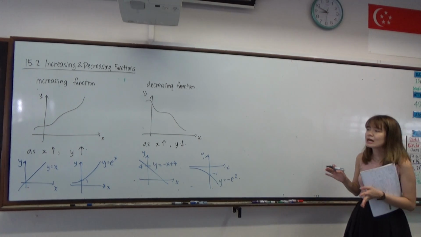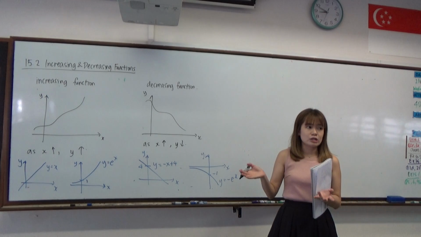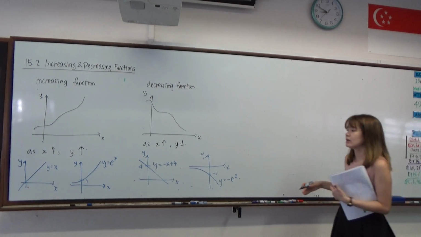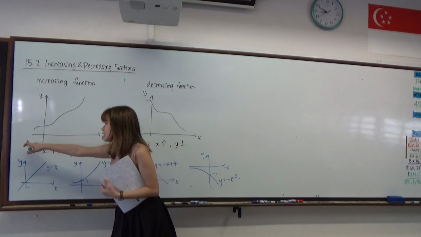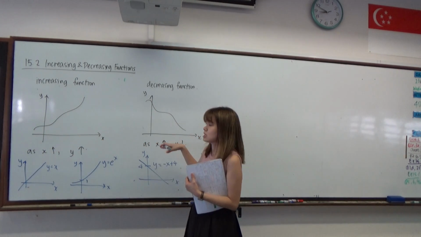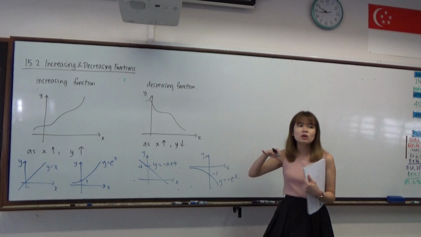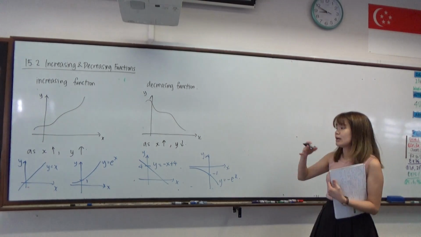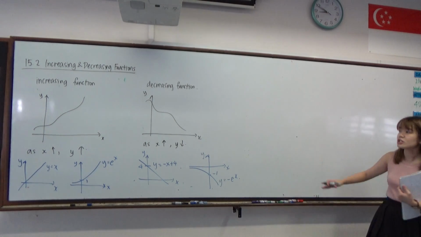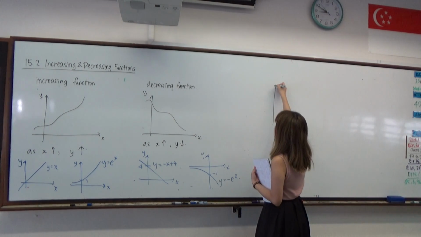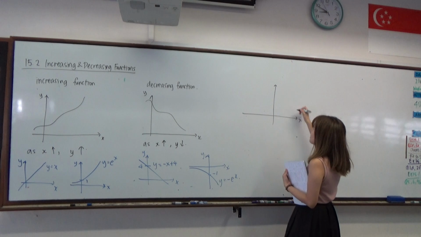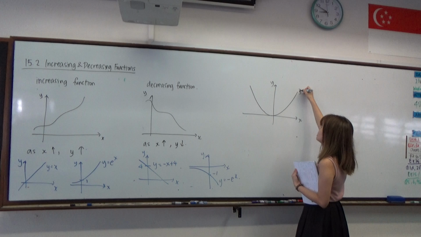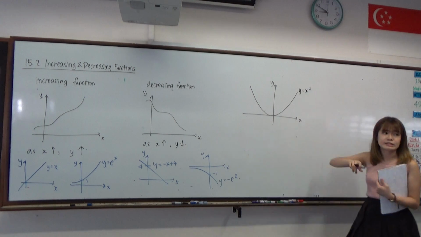But there are certain functions that are not always increasing and not always decreasing. What do I mean by that? It means that as x progresses from negative all the way to positive, we don't always observe that y is increasing, or that y is always decreasing. One such typical function would be, for example, our y equals x squared function, our quadratic curve in this case.